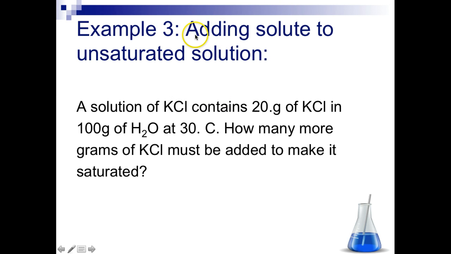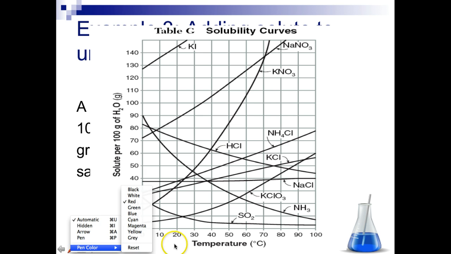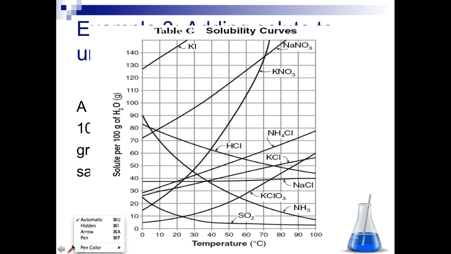Let's look at example 3. You're adding solute to an unsaturated solution. So a solution of KCl contains 20 grams of KCl and 100 grams of water at 30 degrees Celsius. How many more grams of KCl must be added to make the solution saturated? So we're starting off at 30 degrees, which is right here, and we're going to 20 grams. So 30 degrees, 20 grams is right here. And we're talking about KCl, so the KCl line is right here.